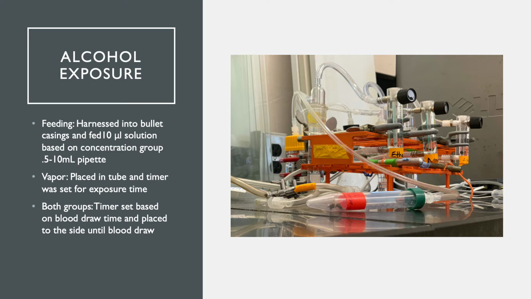Now, bees in the vapor exposure groups were placed in a tube, as you can see in this image here, and then a timer was set based on their exposure time. And their exposure times were either 0, 1 minute, 2.5 minutes, 5 minutes, 10 minutes, or 20 minutes. And as you can see here, there were ways to manage the alcohol flow so that the alcohol flow maintained the same amount of flow for each honeybee. Then for both groups, once the timers were done, then the timers were set based on blood draw time, and they were placed to the side until it was time for their blood draw.